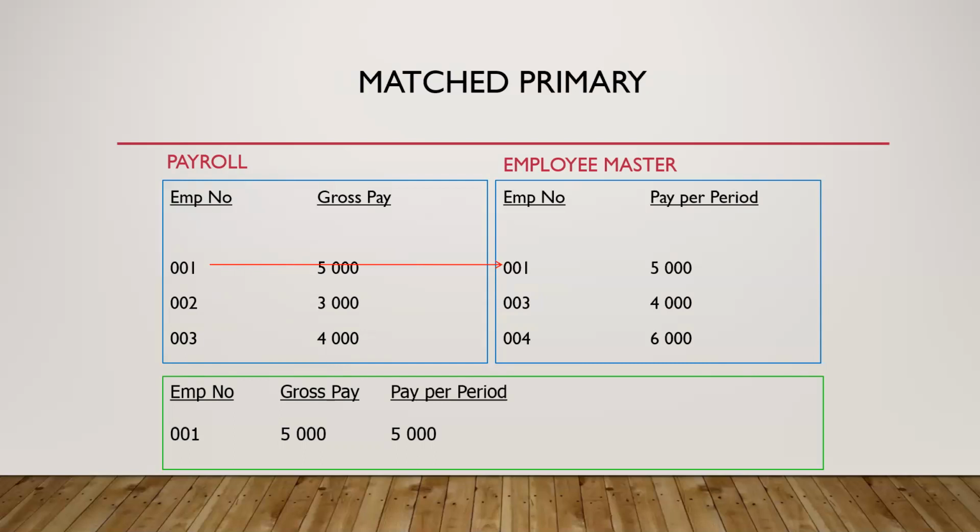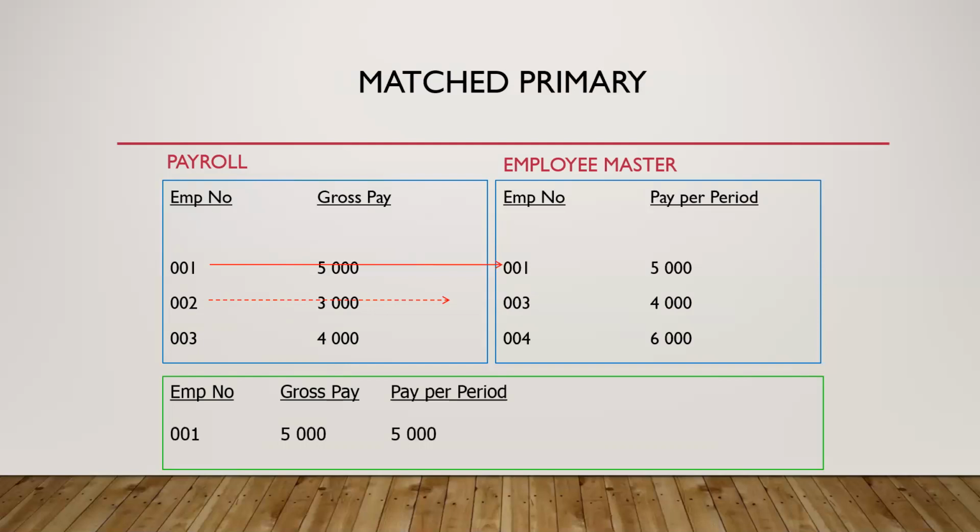Okay, so now we still need to finish this matched primary join. ACL now goes to the second record. It says, okay, here's employee number two. Let me see if I can find employee number two in the secondary table. And of course, ACL, when it looks in this data, can't find employee two in the other table.